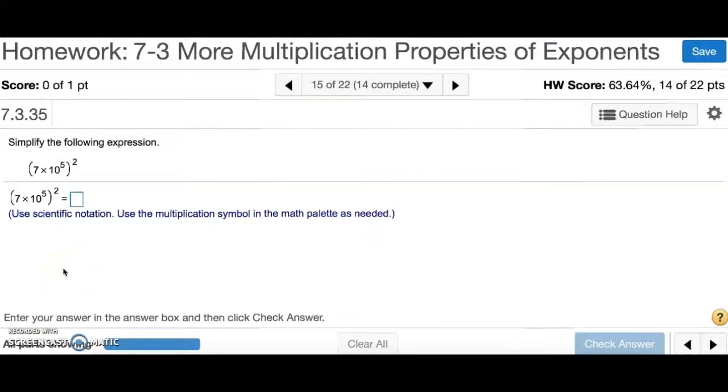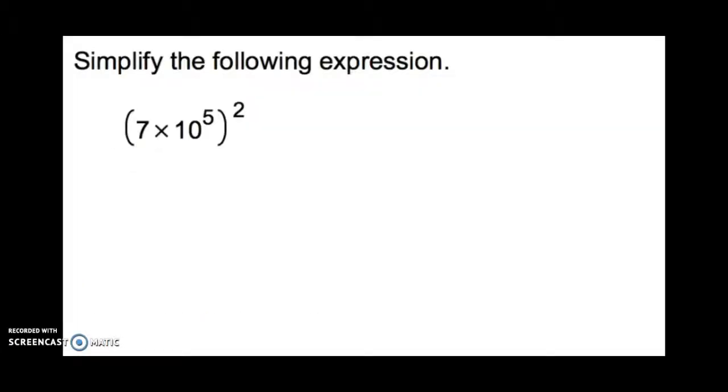Okay, number 15. It is asking you to simplify the following expression. We have 7 times 10 to the 5th power, all being raised to the 2nd power. And it asks you to write our answer in scientific notation. So let's take a closer look at it. So all I need to do is raise each of these to the 2nd power. So I'll have 7 squared times 10 to the 5th being squared.